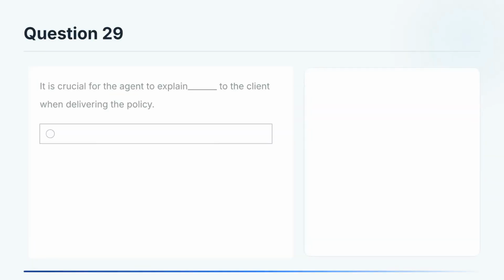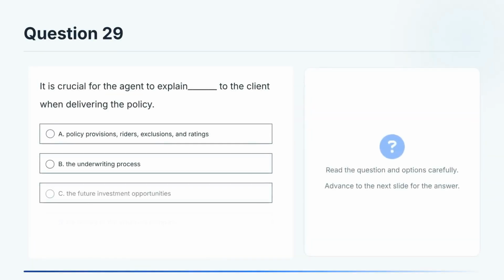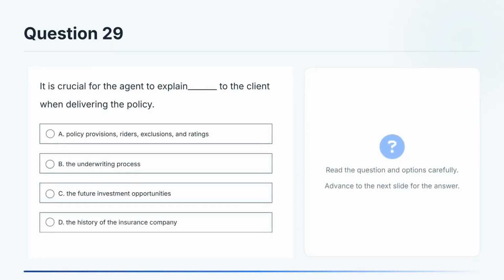Question 29. It is crucial for the agent to explain blank to the client when delivering the policy. A. Policy provisions, riders, exclusions, and ratings. B. The underwriting process. C. The future investment opportunities. D. The history of the insurance company.